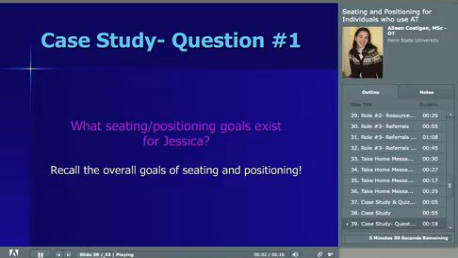Question 1. Take a few moments to consider the seating and positioning goals that might exist for Jessica. Jot down a few ideas before advancing to the next slide. Remember the overall goals of seating and positioning introduced in the module.